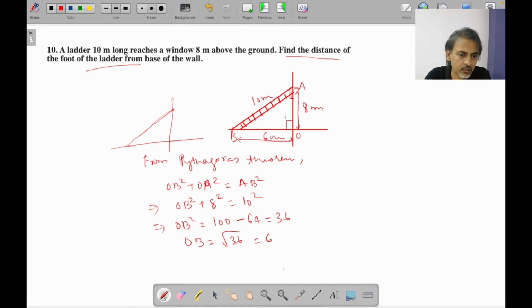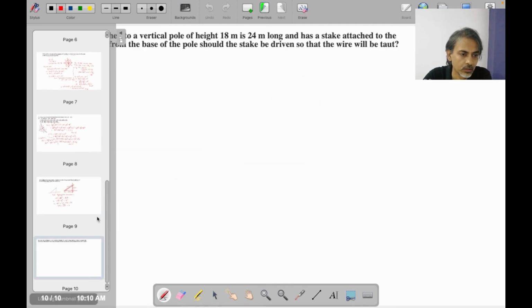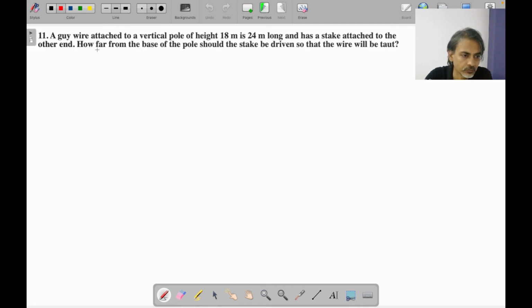This looks like a simple problem. So let's go to the next one. What is my next problem? A guy wire attached to a vertical pole of height 18 meter is 24 meter long and has a stake attached to the other end. How far from the base of the pole should the stake be given so that the wire will be taut?